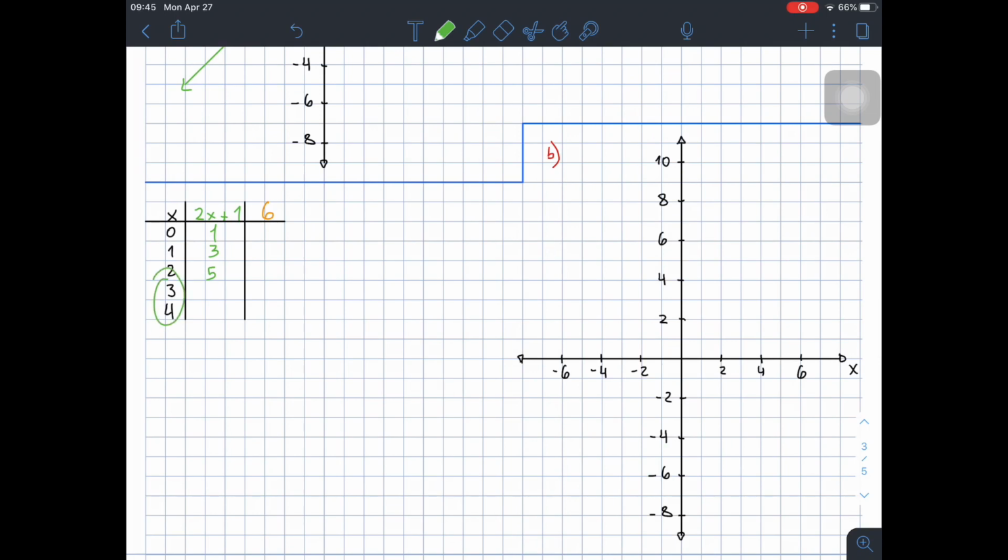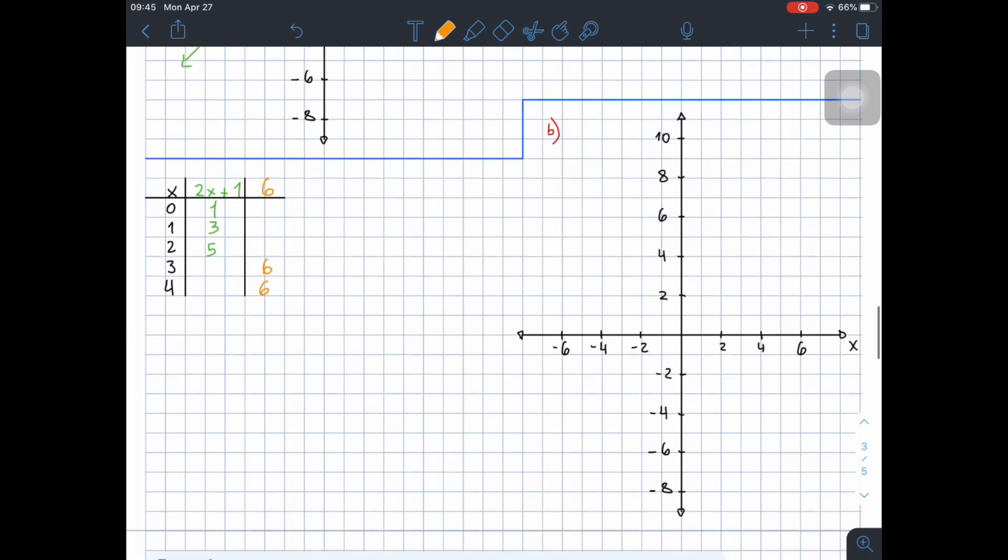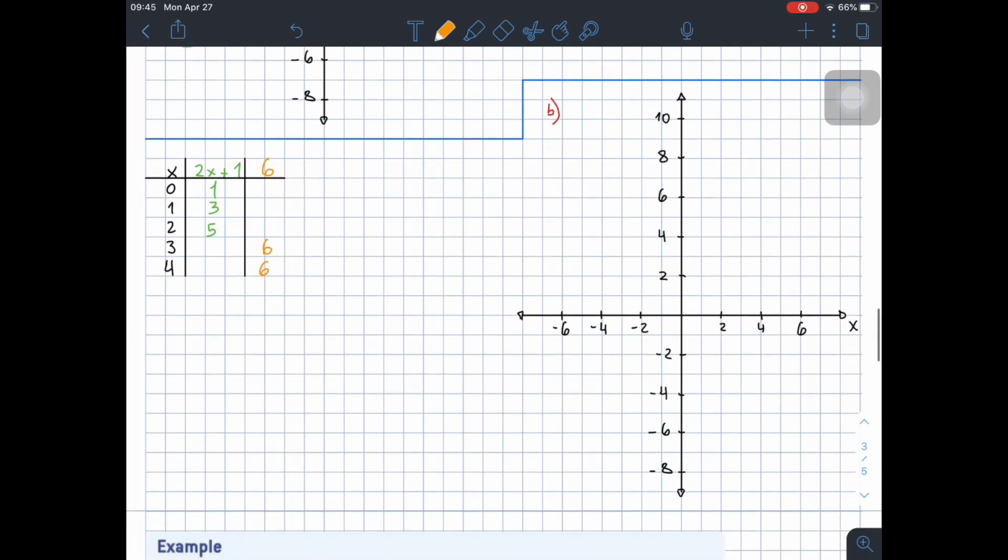Then for the rest of the values where x is already greater than 2, we would need to evaluate this using this function over here, which has no x, right? So independently from the value of x, this would always be 6, because we're talking about a horizontal line. Okay? So let's plot those values into our graph.